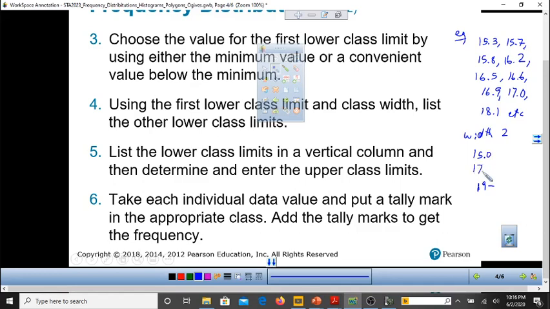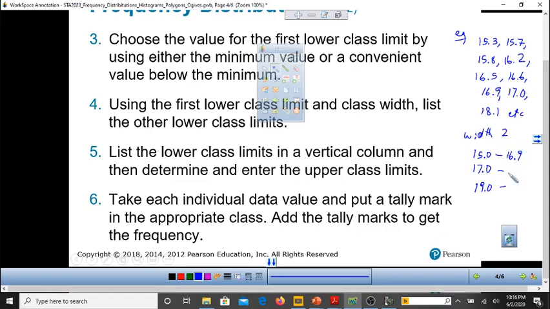My next lower limit would be 17.0 because my class width is 2. My next lower limit would be 19.0. Now, the number to one decimal place that comes before 17.0 would be 16.9, because my answers are in one decimal place. So I can't say my previous number is 16. It has to be 16.9 because all my numbers are to one decimal place.